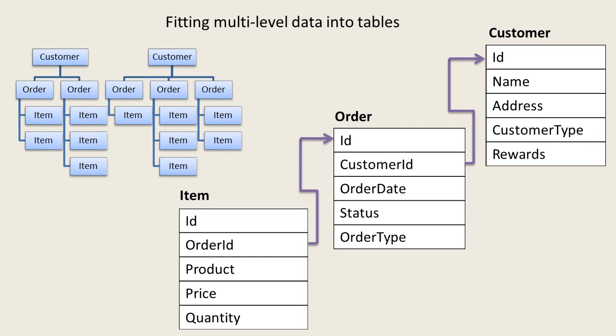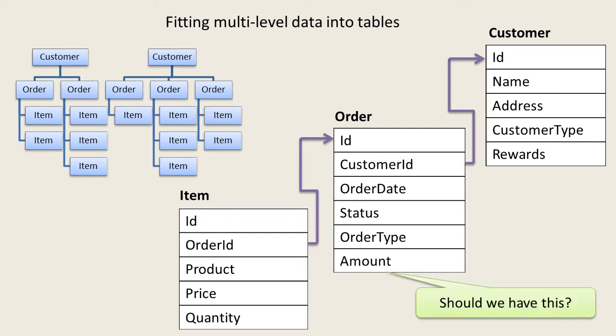However, we simply cannot do everything at once. So at this point, let's just concentrate on these three tables. There is one more important thing to note, and this is about the possible inclusion of an amount column into the order table.